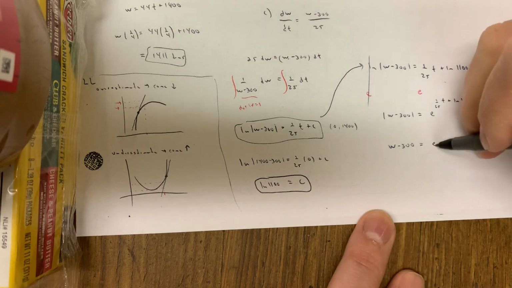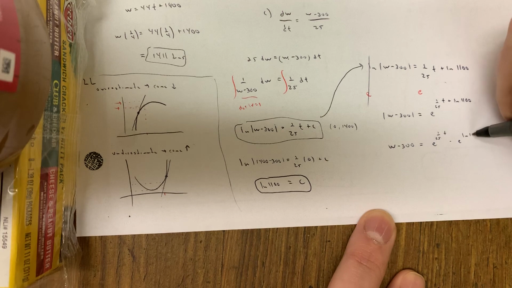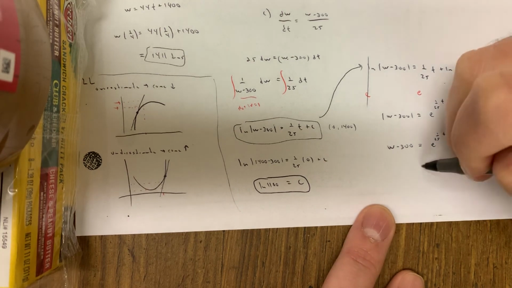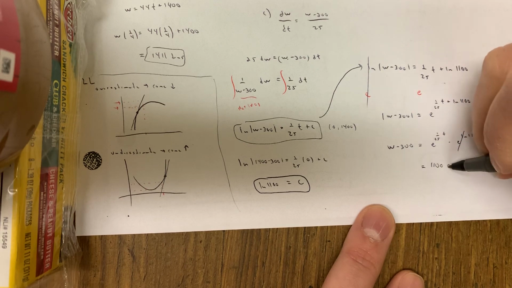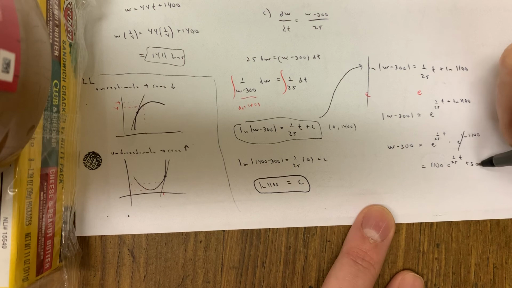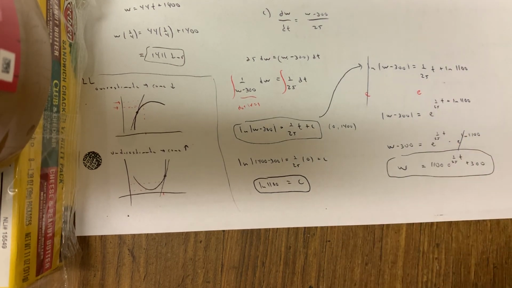Over here, when you add exponents, that implies that like bases have been multiplied. All right, so that means over here you're really getting 1100 e to the 1/25th t. Then I'm actually going to add the 300 to both sides, and that's what w is equal to right there. Really not as bad of a problem as you might think.